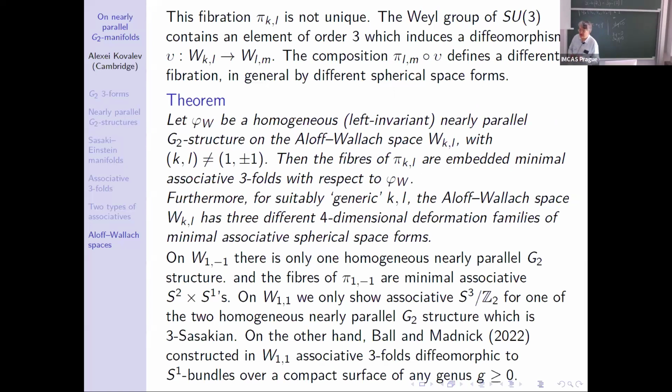I also ask more questions. You say that for each nearly parallel G2 structure, you have a parameter family of the minimal associative spherical space forms. But are they the only ones? I mean, any other minimal associative spheres? No, they're not minimal associative spheres. Minimal associative spherical space forms. Yeah.